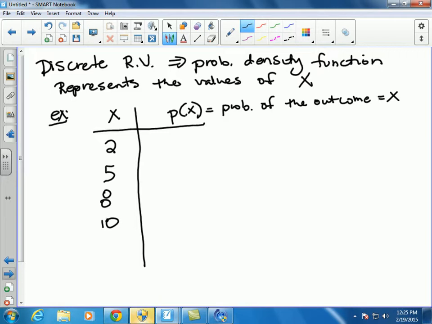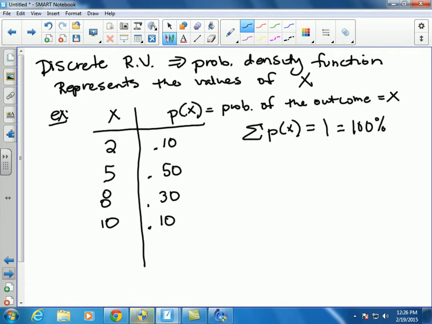The probability of being 2 is 0.10. The probability of being 5 is 0.50. The probability of being 8 is 0.30, and the probability of being 10 is 0.10. What's key to notice is that the sum of p of x always equals 1 or 100%. If we sum all those up, we get 10%, 50%, 30%, and 10%, which definitely makes 100%, or 1. That is a quality of a probability density function that's very different from any other kind of function you may have encountered in previous math classes.